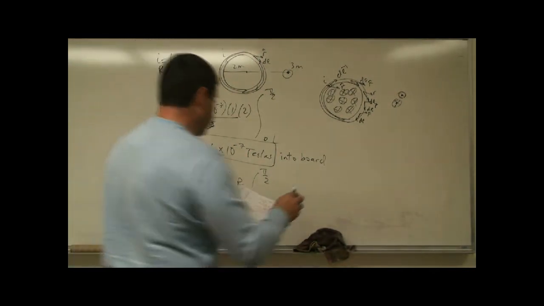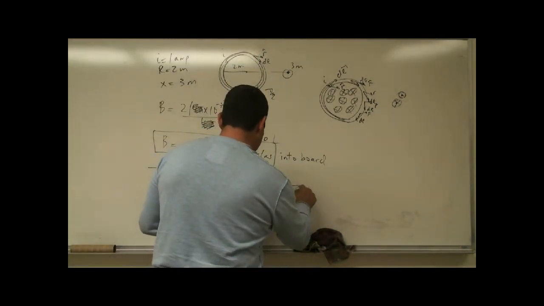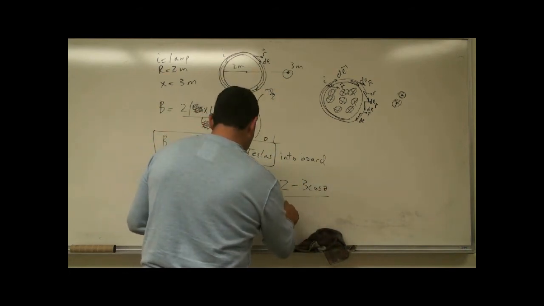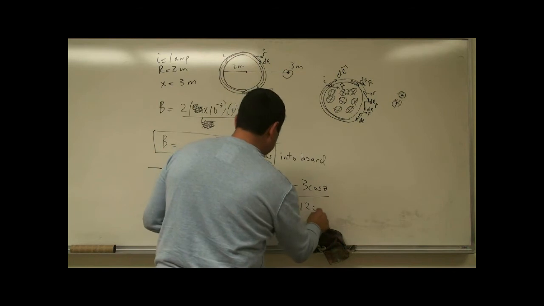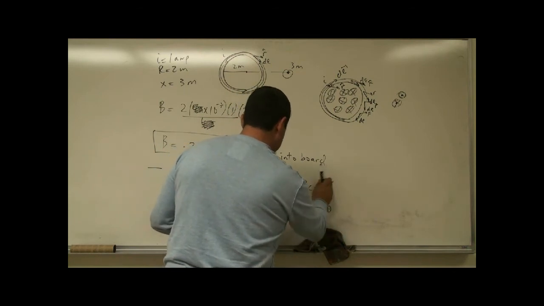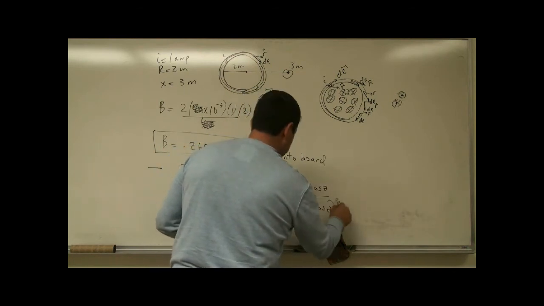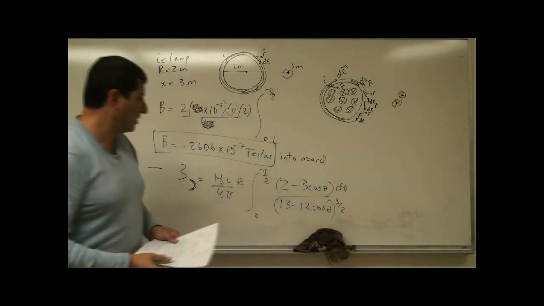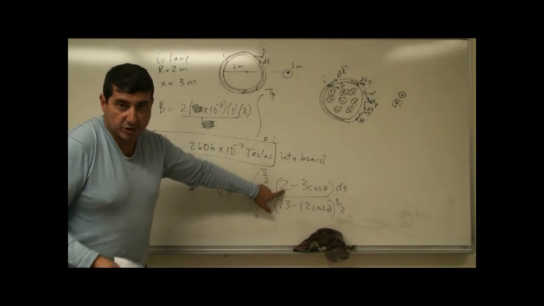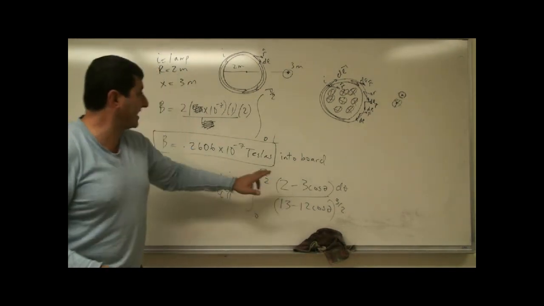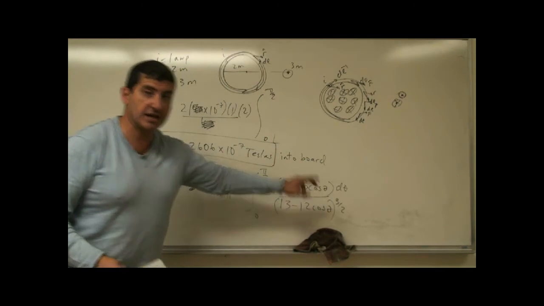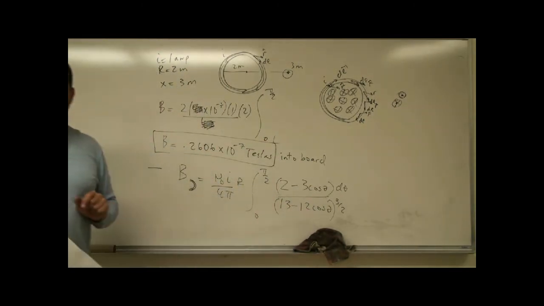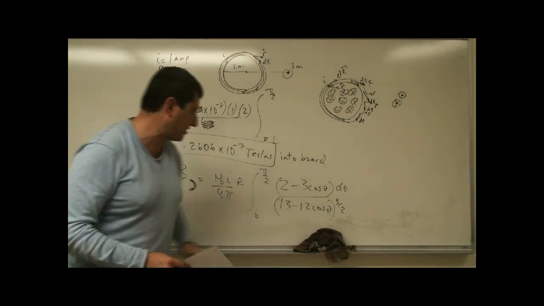So the equation becomes (2 minus 3 cos theta) over (13 minus 12 cos theta) to the power 3/2 d theta. So what did I do? The R stayed the same, R is R. Instead of plus 3 cos theta, I made it negative 3 cos. And then over here, I also changed the x to negative 3, 13 minus 12.